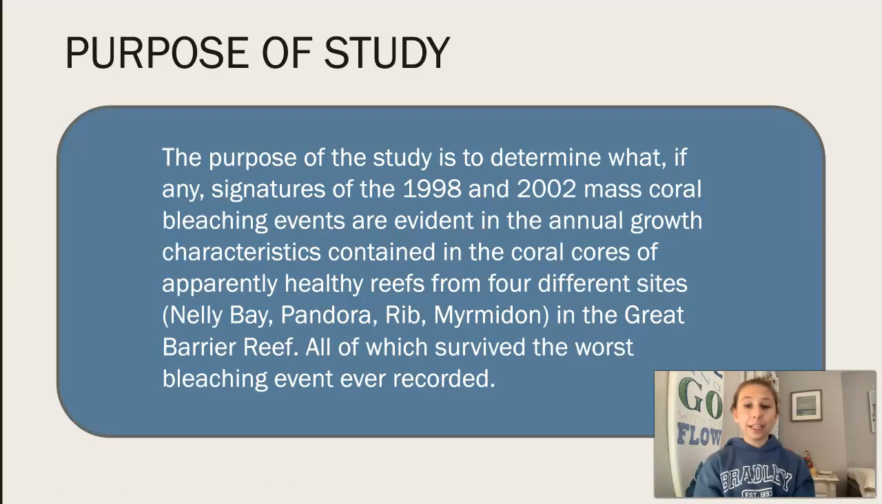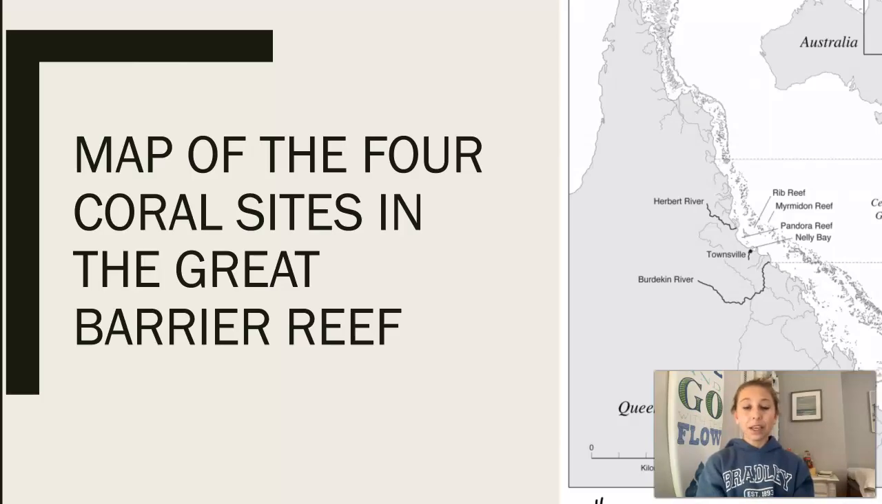The purpose of the study is to determine what, if any, signatures of the 1998 and 2002 mass coral bleaching events are evident in the annual growth characteristics contained in the coral cores of apparently healthy reefs from four different sites: Nelly Bay, Pandora, Rib, and Myrmidon in the Great Barrier Reef, all of which survived the worst bleaching event ever recorded. This is a map of the four coral sites in the Great Barrier Reef.